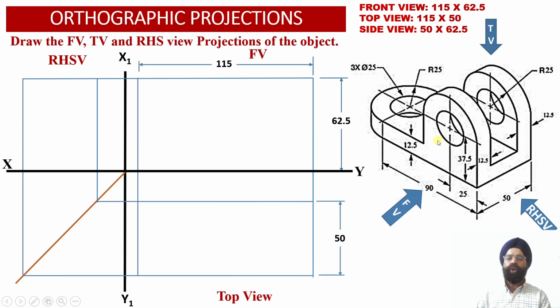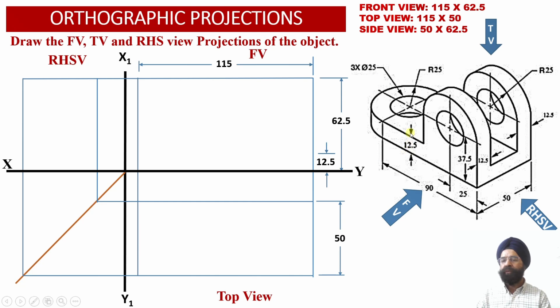Now we are going to locate different elements of the solid into the front view projections, into the top view projections, and into the right hand side view projections over here. Now once we look at this object, we'll find that element number 1 happens to be a horizontal web over here. So we can check, this is the horizontal web, which is going to measure 115 millimeter. This will be the width of the web, and 12.5 millimeter is the height of the web.